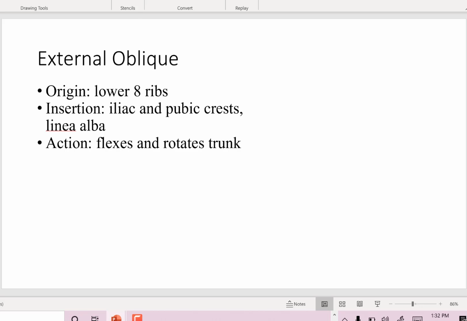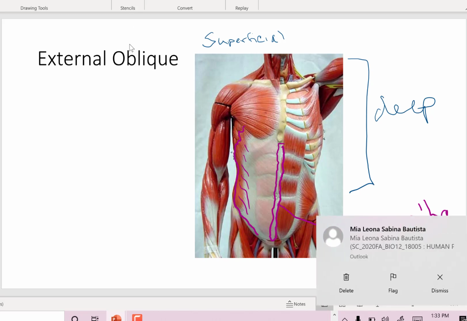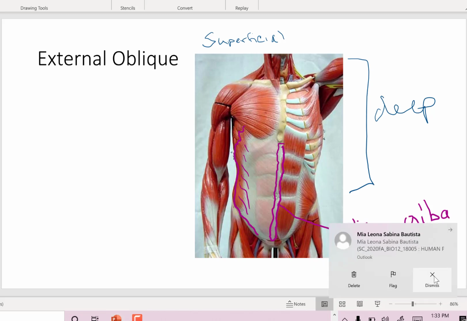Perhaps we should go back and explain what the linea alba is. The linea alba is this piece of connective tissue, this white line going down the center of the torso model. It is not a muscle. It is connective tissue. So that is one of the insertions. It's the linea alba.